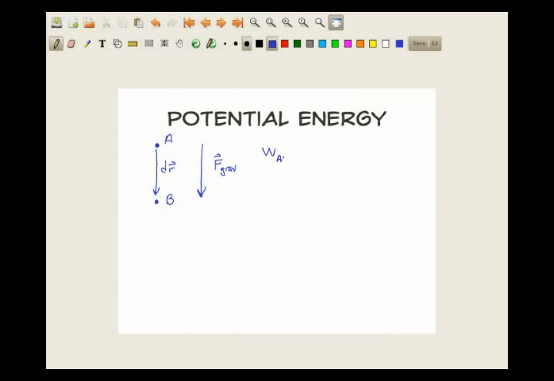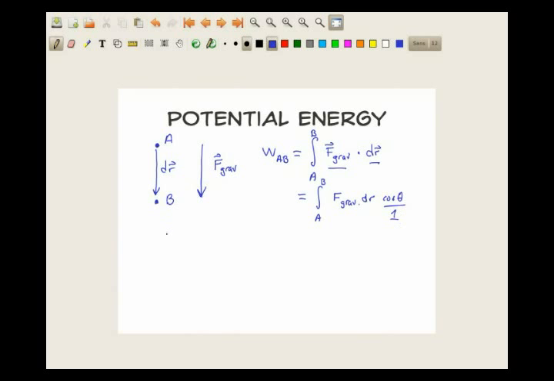The work done by gravity from A to B is just going to be the integral from A to B of the gravitational force dotted with dr vector. And since gravity and dr vector are parallel to one another, this will just be the integral between A and B of the magnitude of the gravitational force times dr times cos theta. Theta is equal to 0, so cos theta is just equal to 1.